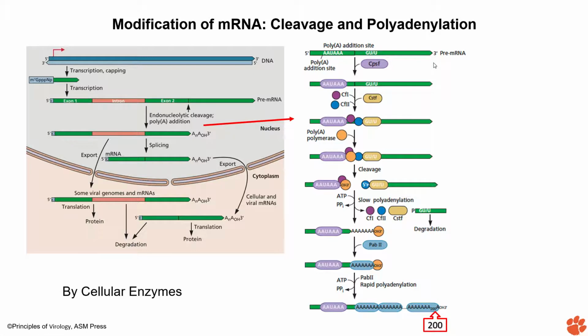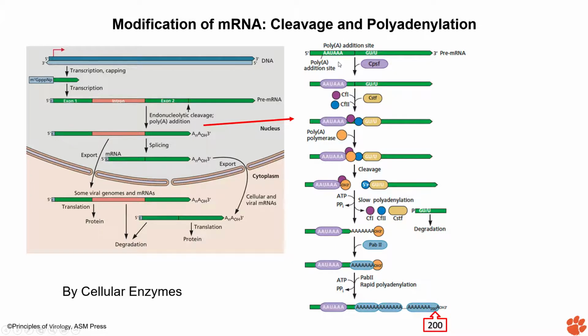We always think that the poly-A tail is added to the 3' end of the RNA. That is true, but it is not at the 3' end of the pre-mRNA. Remember that. There is a recognition site called the polyadenylation site somewhere inside, and there is a specific sequence called AAUAAA, followed by some GU-rich sequences.